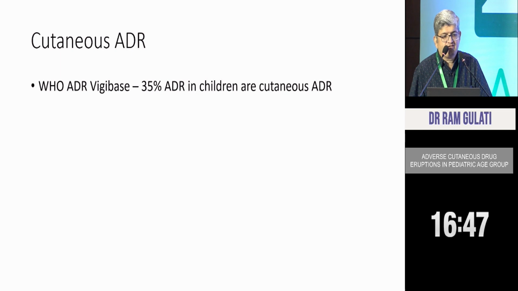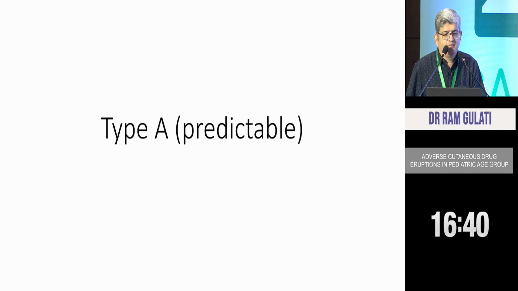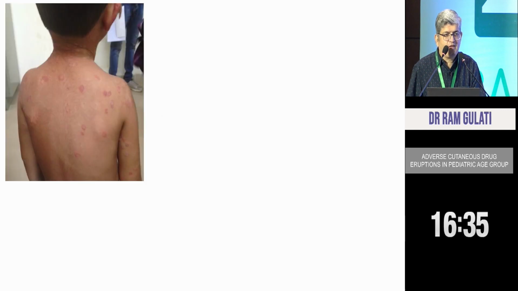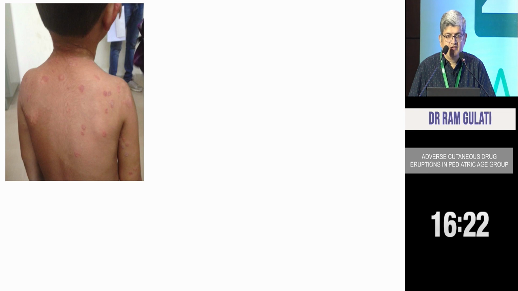Cutaneous adverse drug reactions: the WHO database says that almost 35% of the adverse drug reactions are cutaneous. And predictable, as we said, I'll just give a couple of examples. This was a predictable side effect of a topical steroid. This was discussed a couple of times yesterday, and it has been very thoroughly ingrained in dermatologists nowadays, and it needs to be ingrained into the RMPs and the people who are dealing with not only children but adults as well, that topical steroids should be used very carefully.